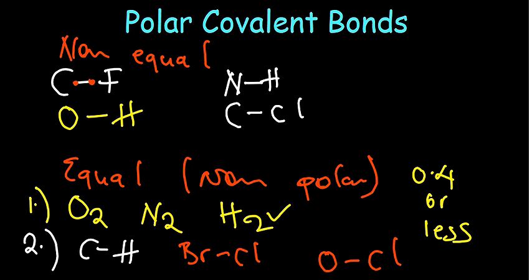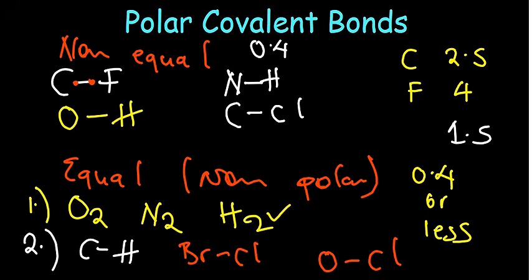We can do a test between carbon and fluorine. Carbon, I mentioned, has a value of 2.5. Fluorine has a value of 4. If you find the difference, it is 1.5. So 1.5 is greater than 0.4. Any difference greater than 0.4, from 0.4 all the way up to 1.8, classifies polar covalent bonds.